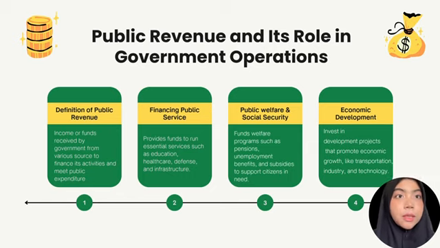The next one is public welfare and social security. Public revenue will fund welfare activities such as pension, unemployment benefits, and subsidies, such as oil subsidies and petrol subsidies, that can support citizens in need. And lastly is economic development. The government will invest in development projects that will promote economic growth of the country, like transportation, industry, and technology.